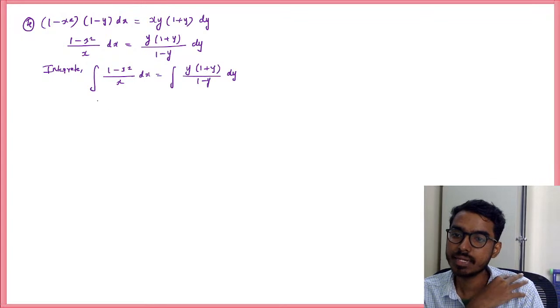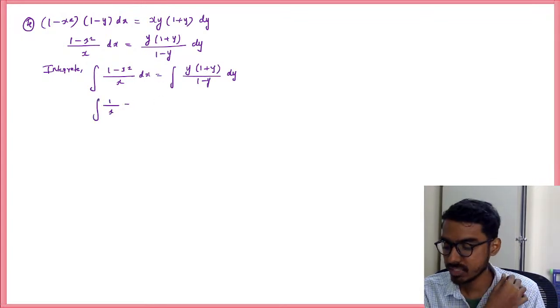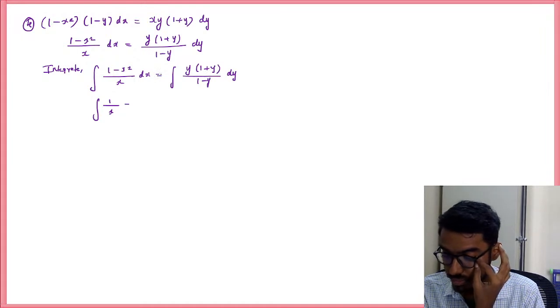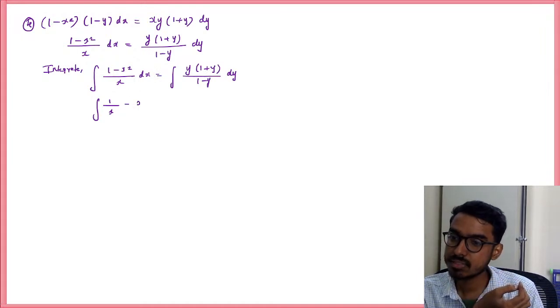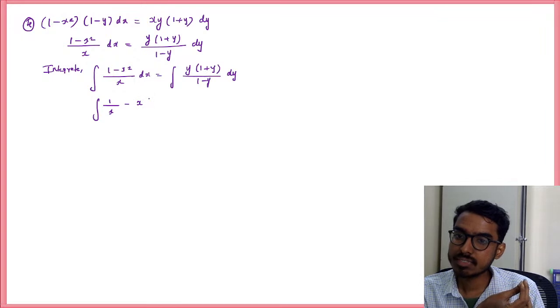And separate this: 1 by x square minus 1, x will get cancelled. So 1 by x minus x dx.